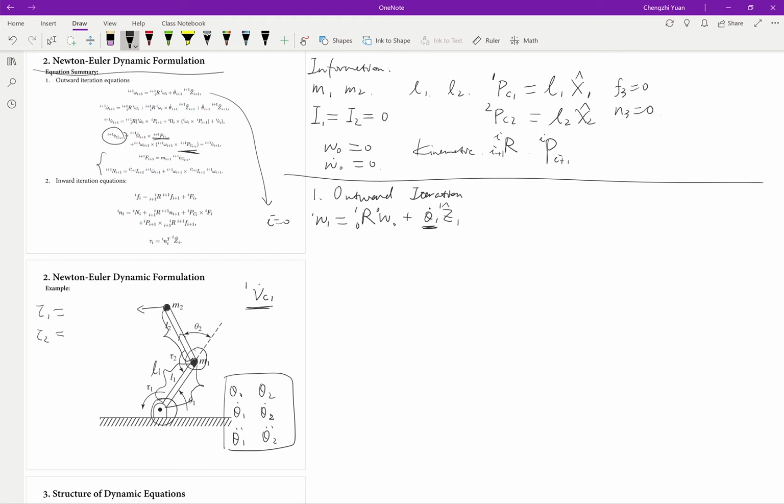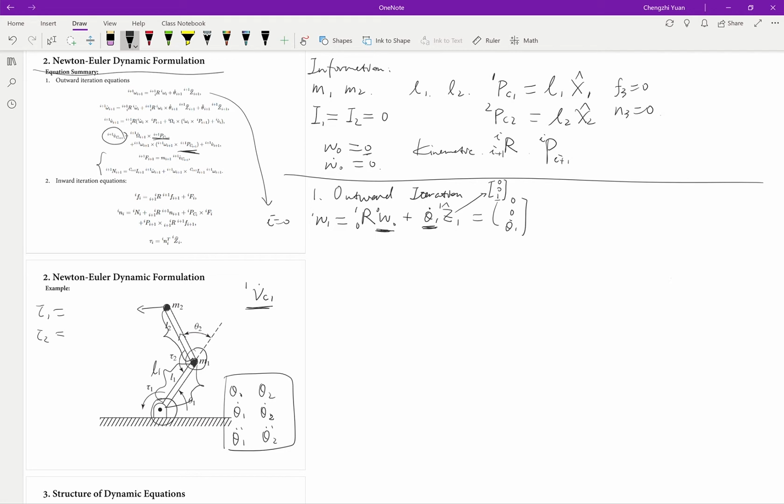Okay, so for this quantity, you know that omega 0 is equal to 0. Then we only have 0, 0, theta 1 dot. The reason is that this z11 is equal to 0, 0, 1 along the z-axis.